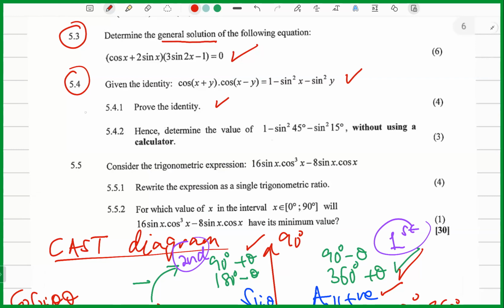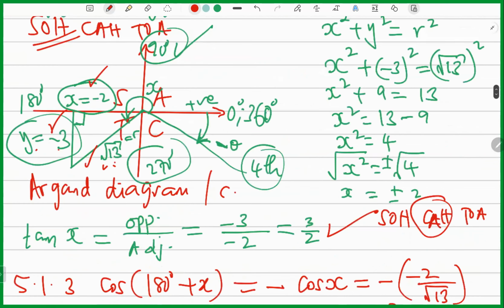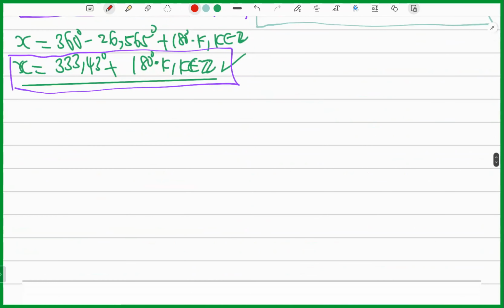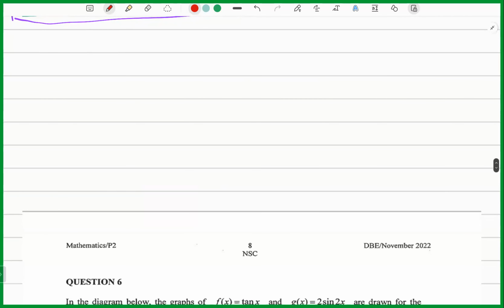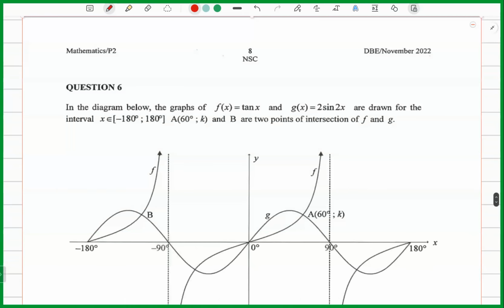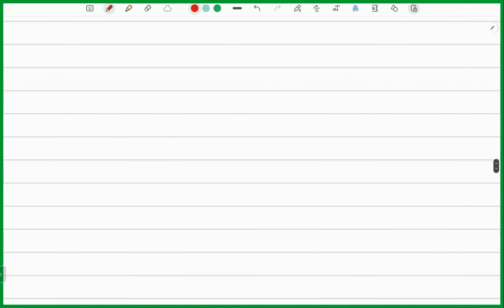Okay, right. For example, if I look at 5.4, given the identity, the cosine of x plus y times the cosine of x minus y equals this. How many marks? Four of them. Let's look at 5.4.1. We want to prove that identity. Let's prove it.